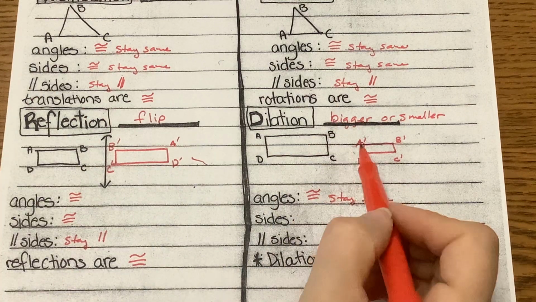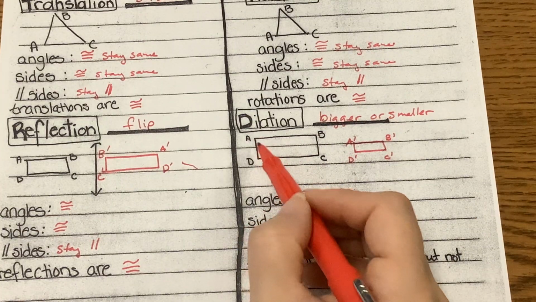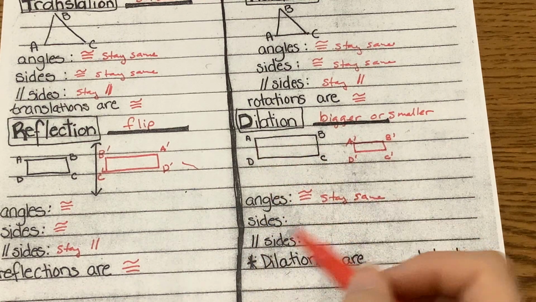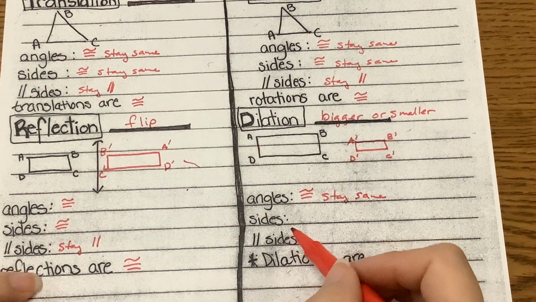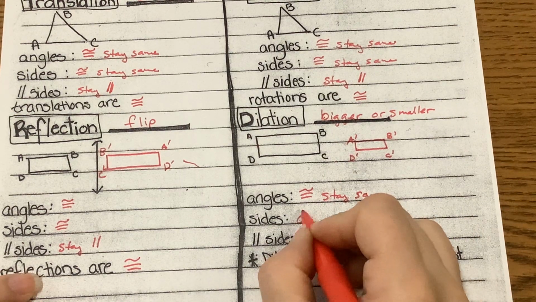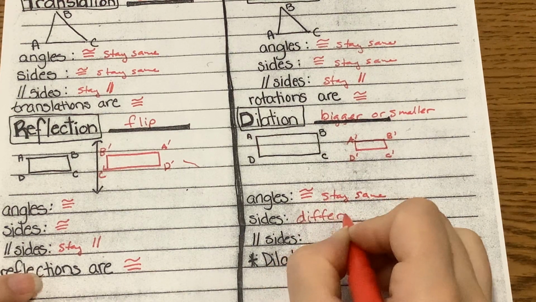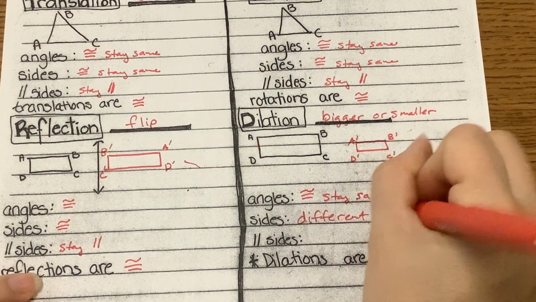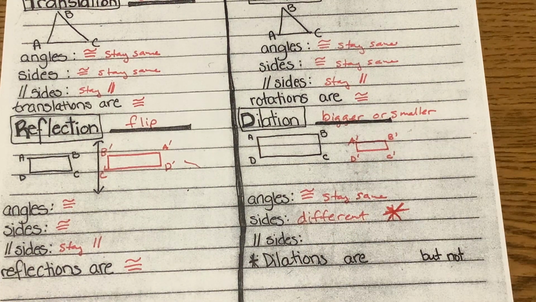Well, the side length AD prime is smaller than AD, right? Okay, so the sides are no longer going to be congruent. The sides are going to be what changes. It's going to be different. Okay, and so since this one's different, make a big star or some type of symbol to catch your attention. That's something that you need to pay attention to, because that one's not going to be congruent.